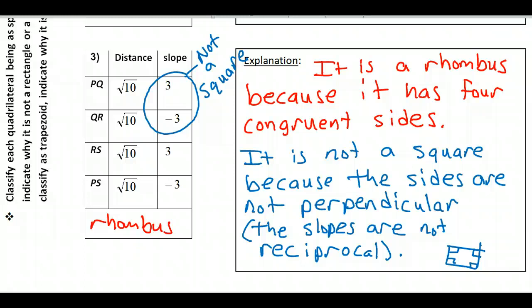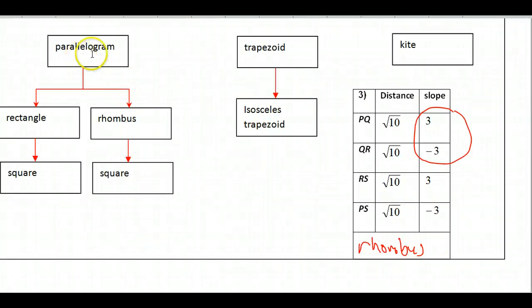Please remember that your process should be to start by deciding whether it's a parallelogram, trapezoid, or a kite. If it's a parallelogram, the opposite sides should be congruent and parallel. If it's a trapezoid, there should be only one pair of parallel sides. If it's a kite, there shouldn't be any parallel sides, and instead we should see two pairs of consecutive sides congruent, meaning two pairs of congruent sides right next to each other on the chart.